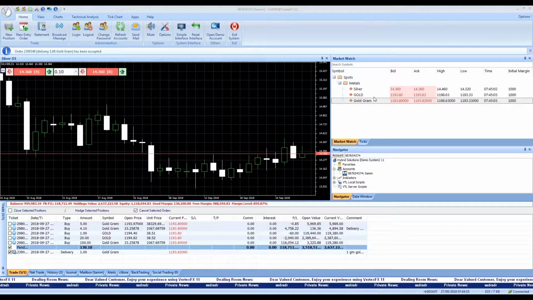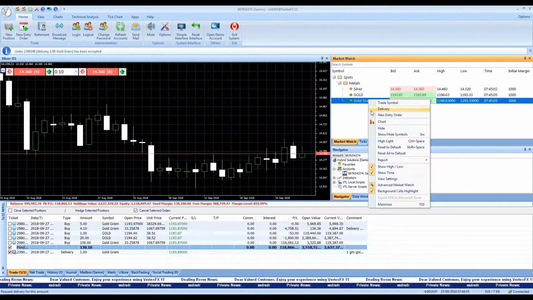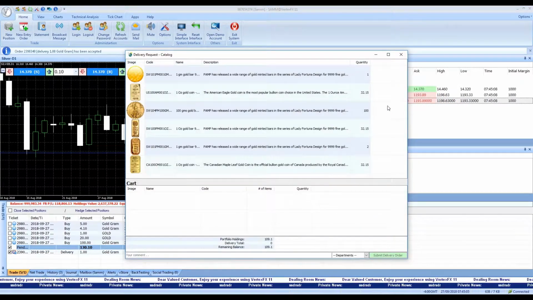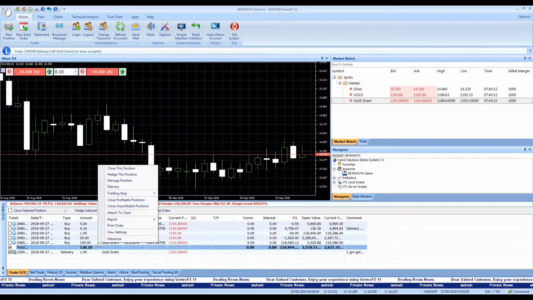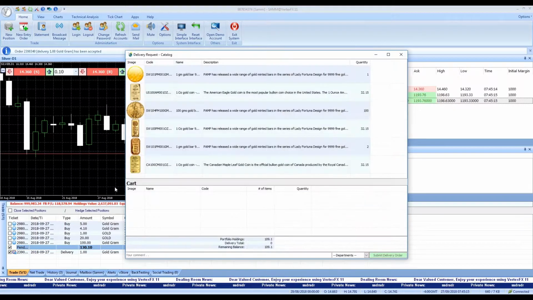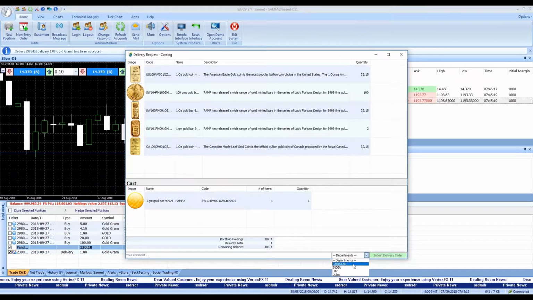Using VertexFX 11, you can trade real physical metals like gold, silver, and platinum in bars or coins, utilizing a well-organized, well-categorized physical bullion gallery. Hence, buy the real thing and get out of any investments that give you paper instead.